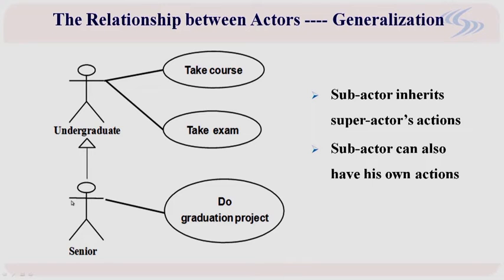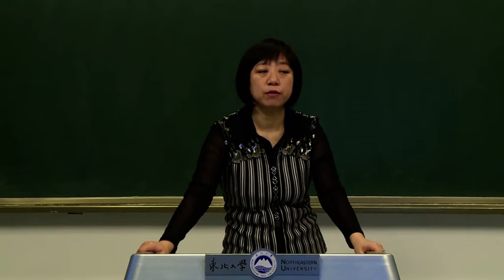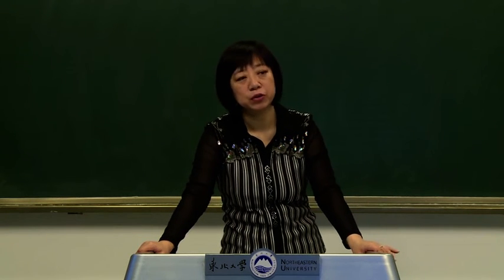Okay, let's look at this example. You see, there are two actors in this diagram, undergraduate and senior. We understand that the undergraduate will take course and take exam. And what's more, the senior should also take course and take exam, and the senior is also supposed to do graduation project. But the students of other grades don't need to do graduation project. It's only the use case unique for senior. That means for the grade 4 students.